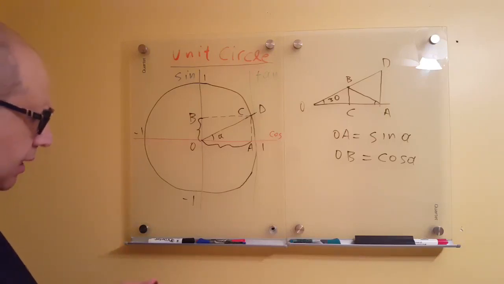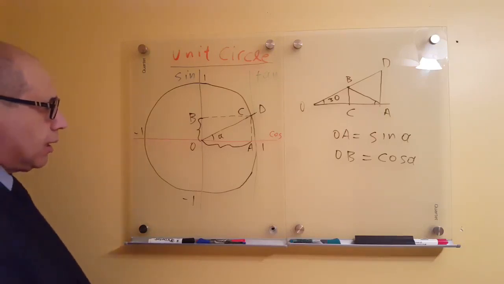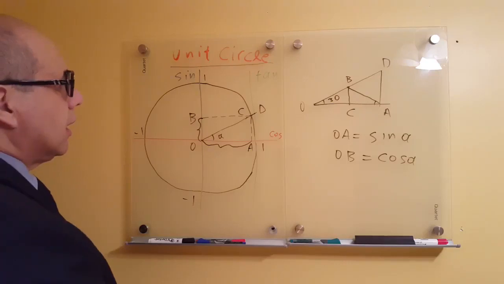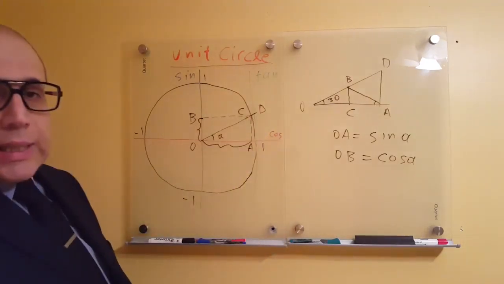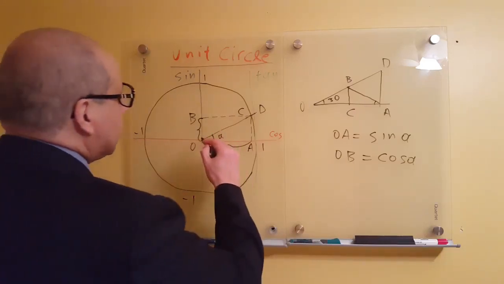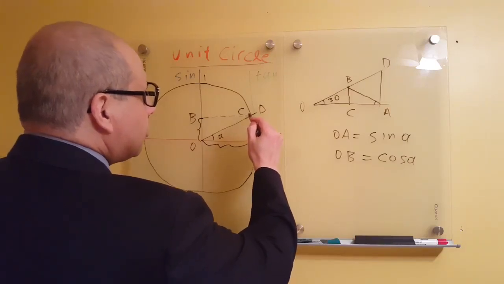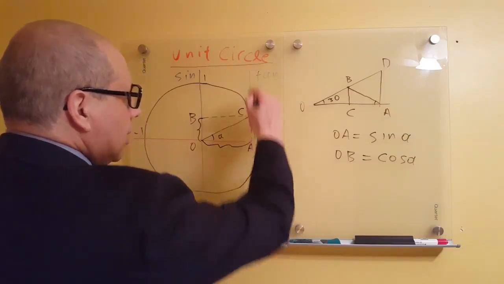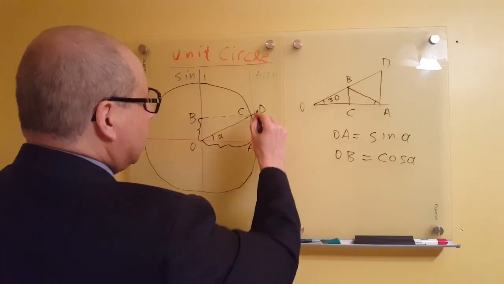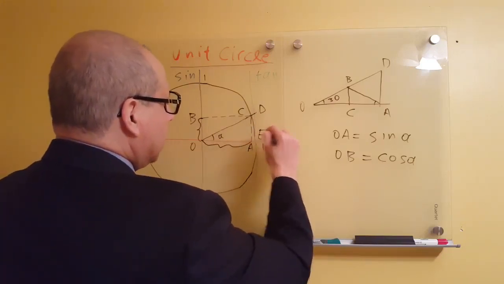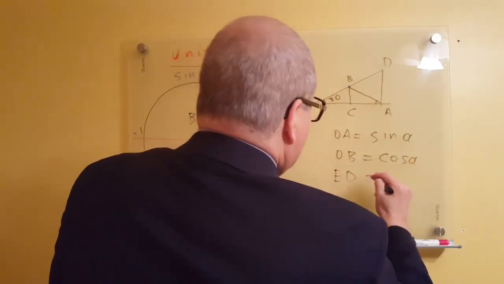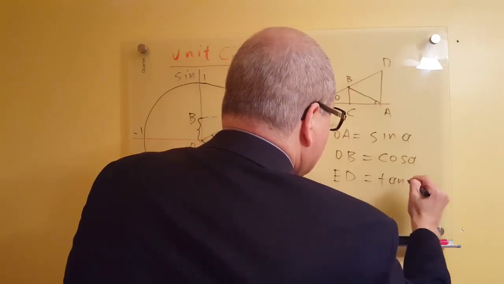Let's add one more line, this green line, which is parallel to the sine line, and this is the line where you measure the tangent of this angle A. How you do it is, you extend the angle's line after the point C, and at the point D, where it intersects the green line, we have that ED is equal to the tangent of A.